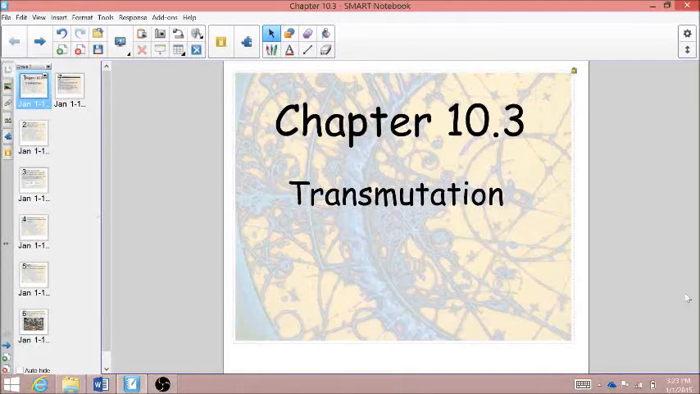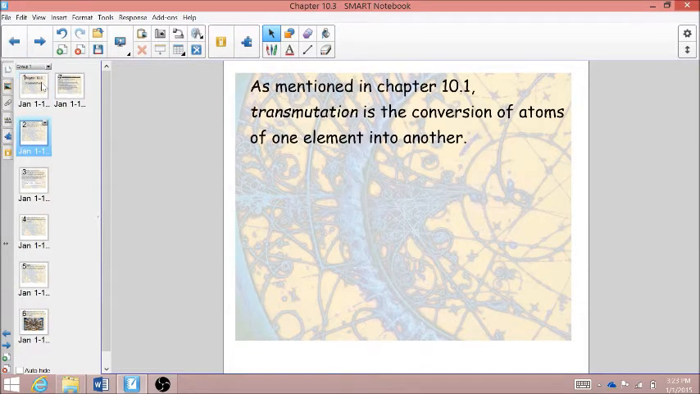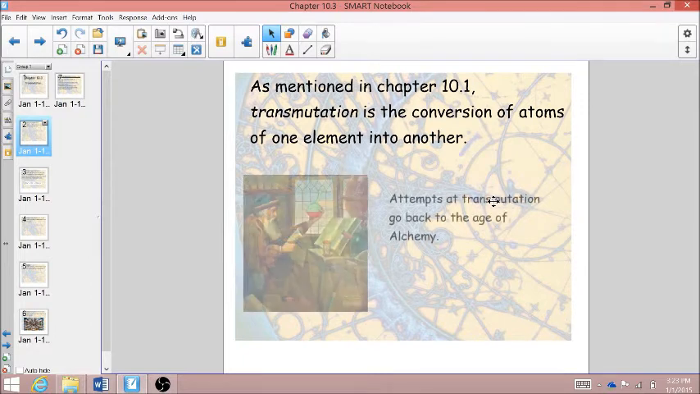All right, so welcome to chapter 10.3, where we're going to talk about transmutation. Yes, we skipped chapter 10.2. So as mentioned in 10.1, transmutation is the conversion of atoms of one element into another, meaning in the nucleus, it changes the number of protons, because the number of protons an atom has defines what element it is.